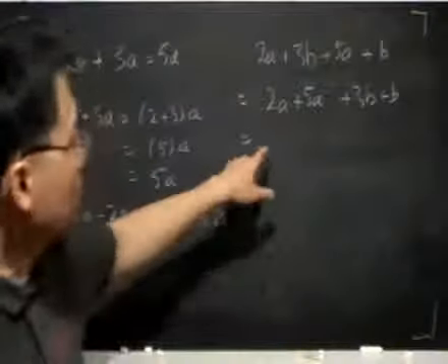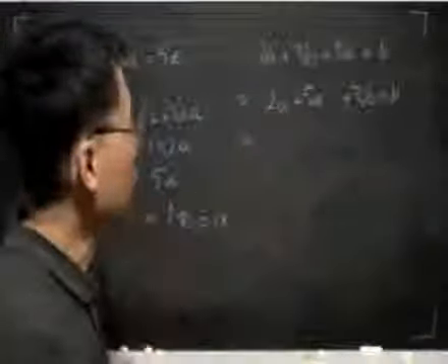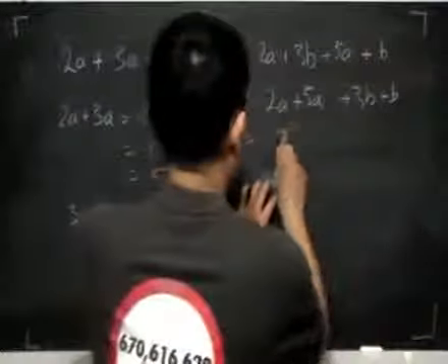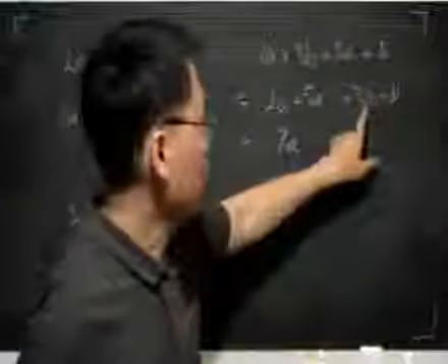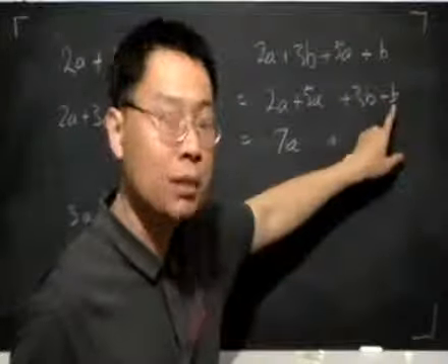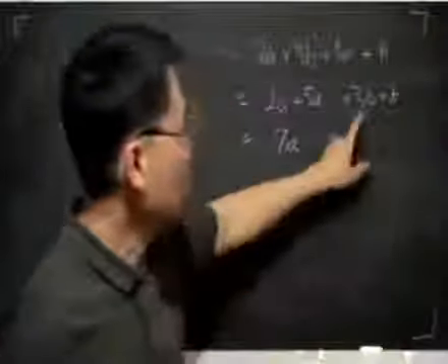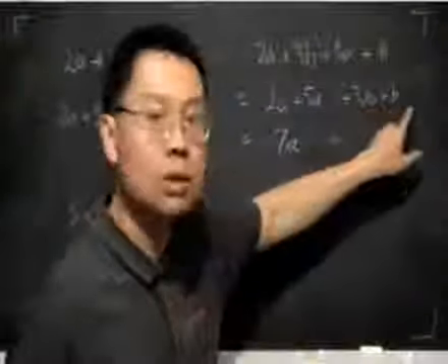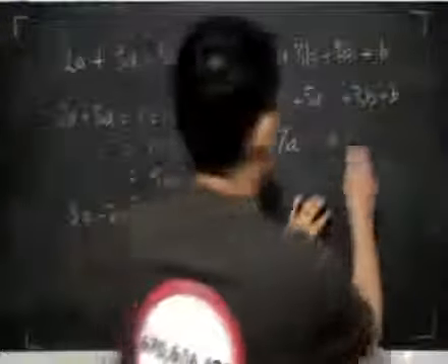So now I can simplify 2a plus 5a. Just add the 2 and the 5 to give 7a. And I can simplify 3b plus b, because we know that b means 1b. So we have 3b plus 1b. That's 3 plus 1, which is 4. 4b.